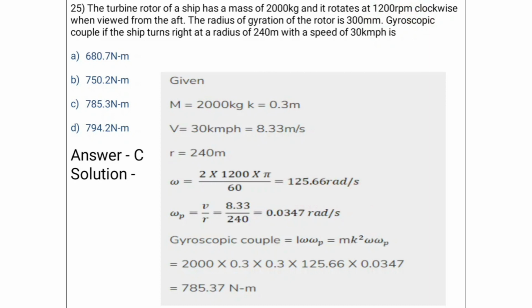Precessional speed you can calculate, as I earlier said, omega p, that is nothing but v by r. Just put over here the v value in meter per second. Already we have calculated as 8.33 and radius is given 240. So after calculating, you will get precessional angular speed as 0.0347 radians per second. And from that you can easily calculate gyroscopic couple is I into omega p, that is nothing but for I, m k square omega into omega p. Just put all the values, you will get the required solution as 785.37 Newton meter, and option number C is the right for that.